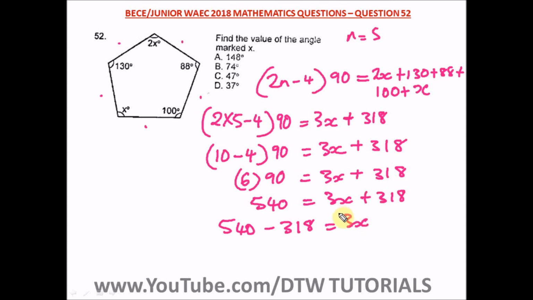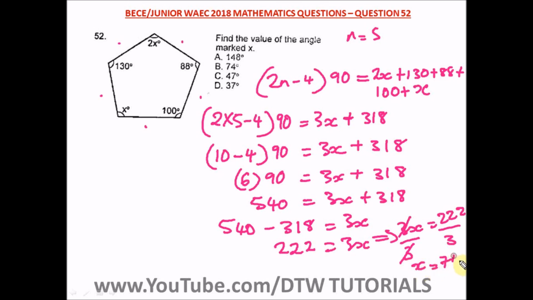And what is 540 minus 318? That will give us 222, equal to 3x, which is the same thing as 3x is equal to 222. So from here, to get x, what do we do? We divide both sides by 3. We cancel out 3, and 3 in 222, we are going to have 74. So x is equal to 74 degrees. So this is our answer. Our answer is 74 degrees, and our right option here is option B.